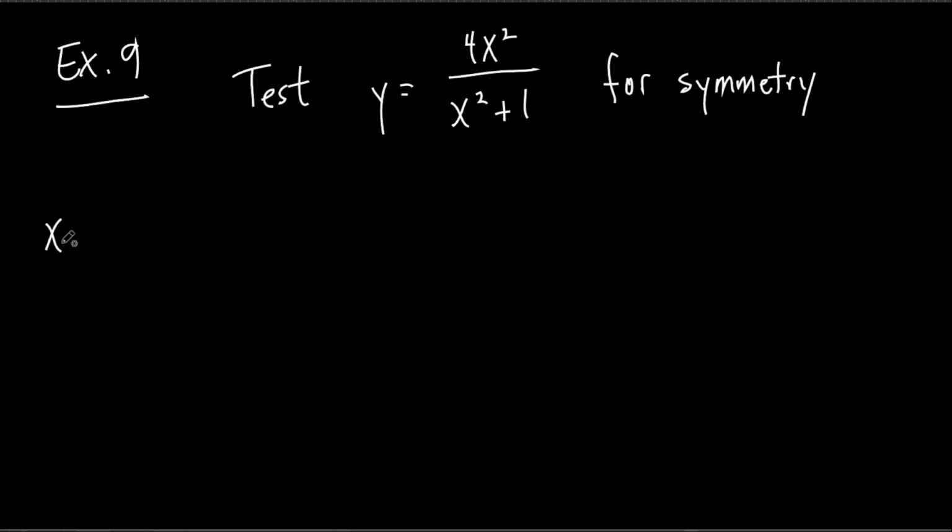So let's test for the x-axis. That's what we're doing. Okay, testing this to see if it's symmetric about the x-axis, or with respect to the x-axis. So what do we replace? We replace the y with a negative y. So instead of y equals this, we're going to put negative y equals all this stuff.